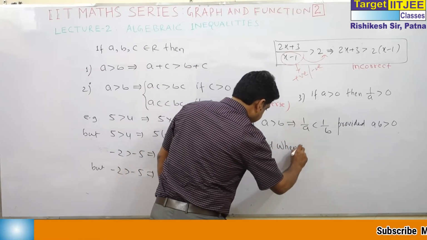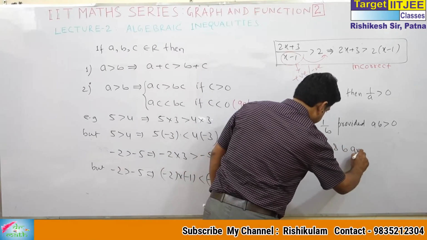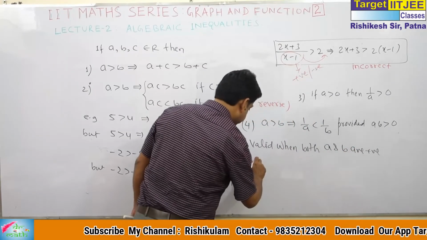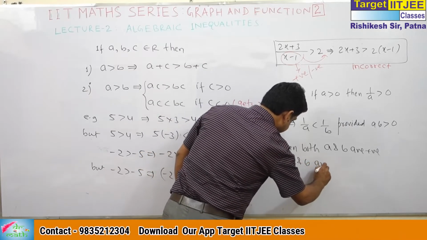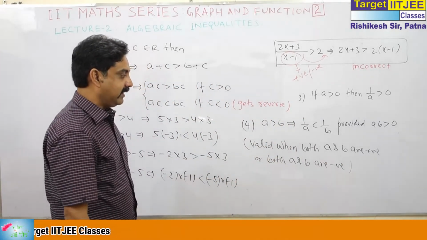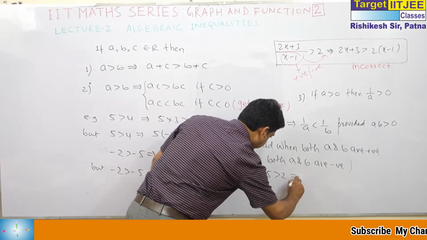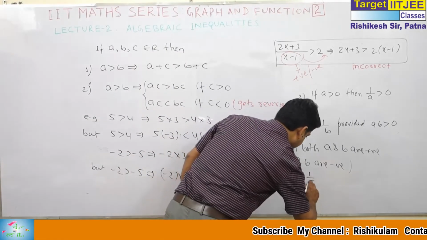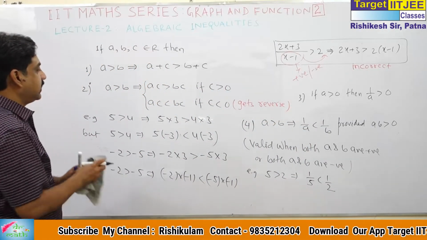This means it is valid when both A and B are positive, or both A and B are negative. If one is positive and one is negative, it is not valid. For example, 5 greater than 2 implies 1 by 5 less than 1 by 2. This is correct.